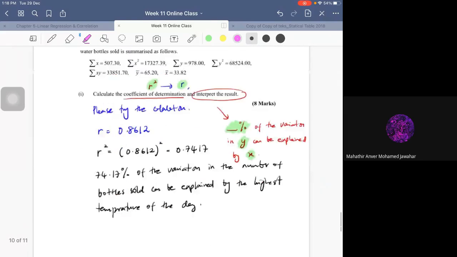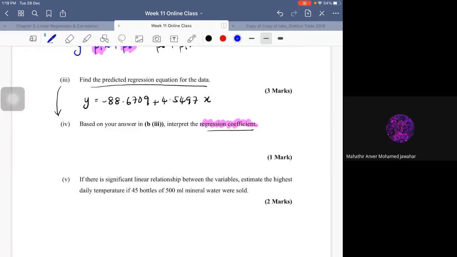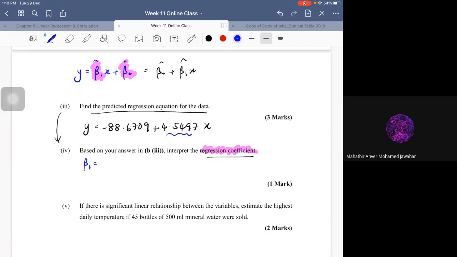So let me scroll back to where we are just now, which is here. Okay, so now what is our beta 1? From our calculation, beta 1 is going to equal this value, which is 4.5497. The question asks us to interpret. So what does this value mean? As I mentioned to you before, what is actually gradient? Gradient is actually the change in y when x increased by 1 unit. That is what we're going to explain over here.